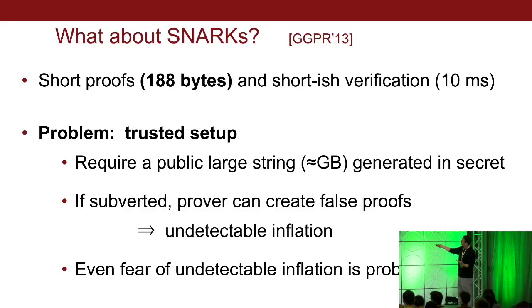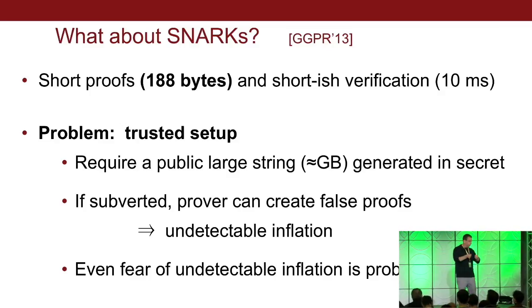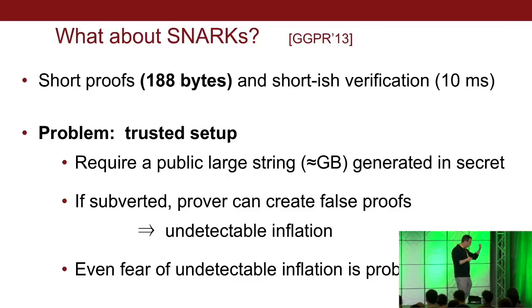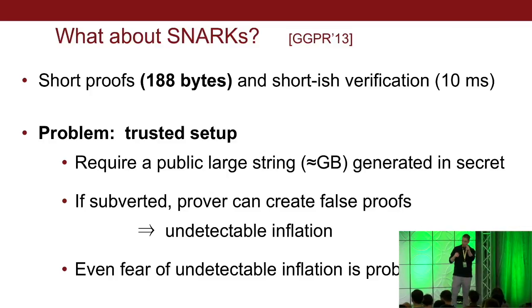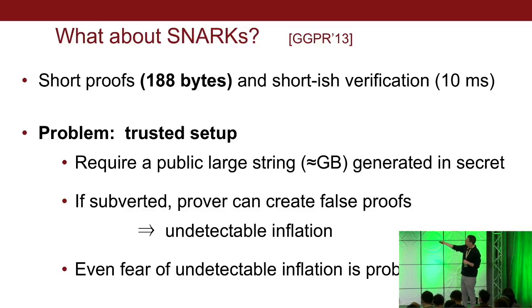The problem, of course, is if the setup is subverted, that means that whoever subverted the setup can now generate fake proofs. They can generate a proof that would convince you, supposedly, that the value is in a given range, but in fact the value will be potentially negative. Right? So if you have this ability to generate these fake proofs, again, you have the inflation problem.